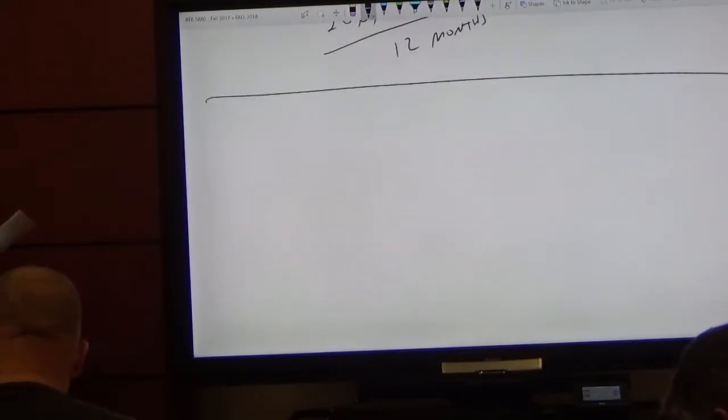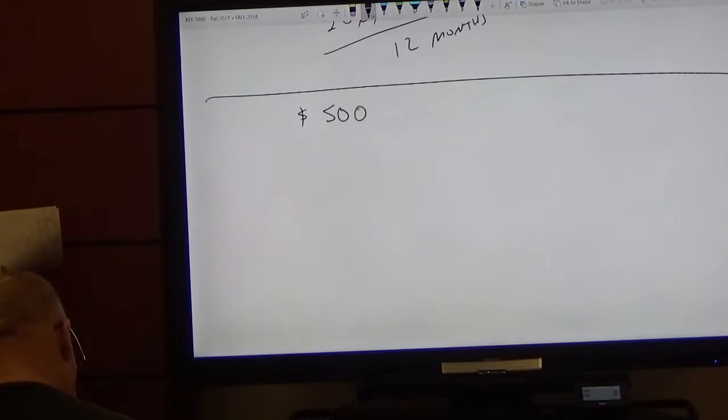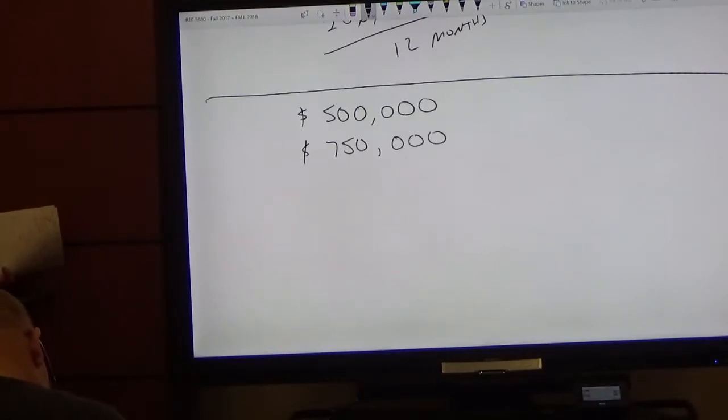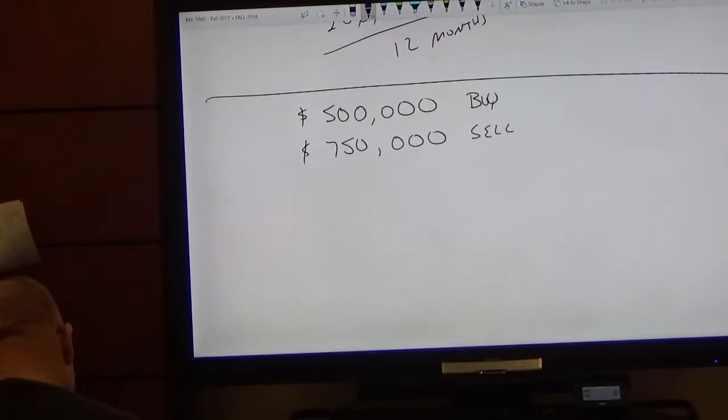All right, project internal rate of return. So how much do we buy a property for? Give me a dollar amount. 500,000. Okay, how much are we going to sell it for? $2.5 million. Oh, let's not get crazy. Let's say that we're gonna sell it for $750,000. So we buy it for this, we sell it for this, but every month we get some cash flow off of it.